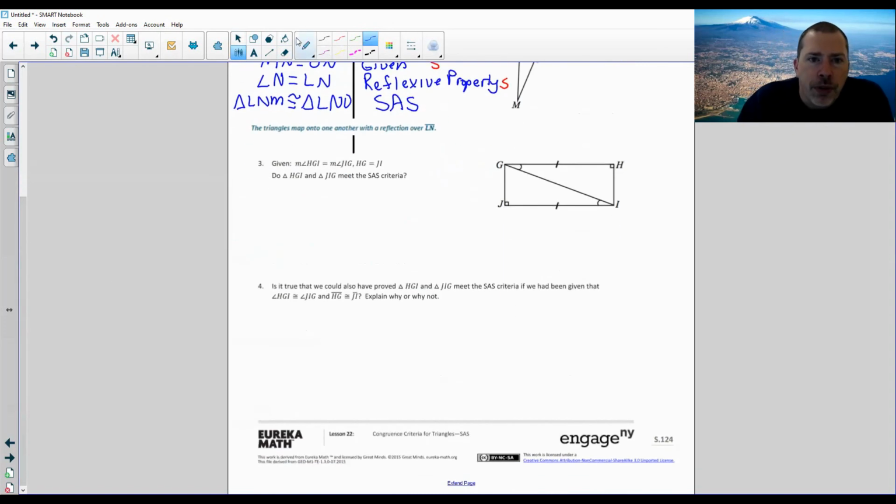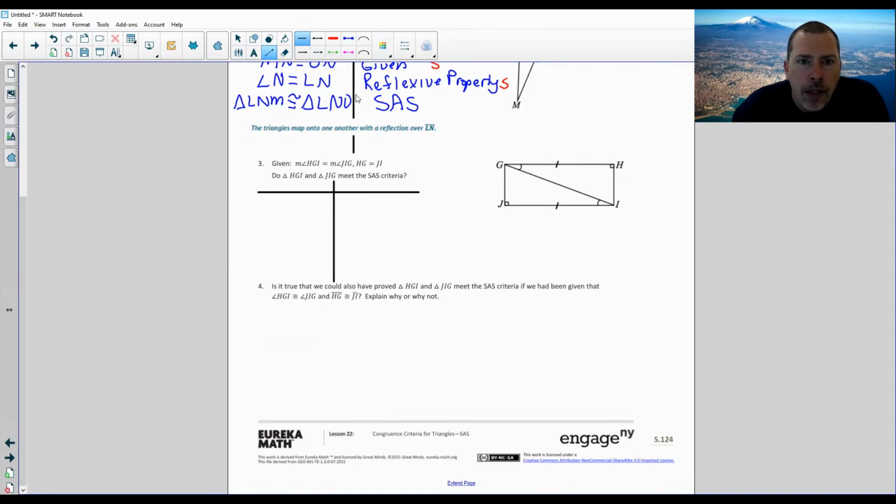First thing I'm going to do is draw my little table, like so. Okay, and then let's switch back to pen. Let's use green this time. Now it says, given the measure of angle HGI, which is right here and they labeled it for us, equals the measure of angle JIG, it's marked. HG equals JI. They marked them as congruent.